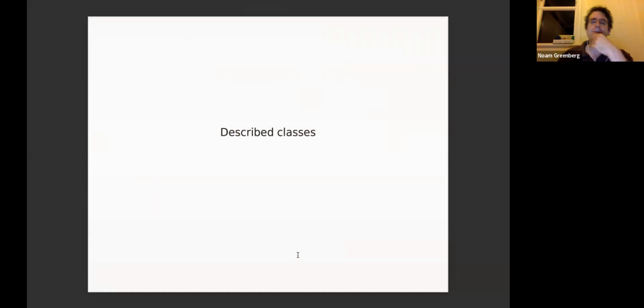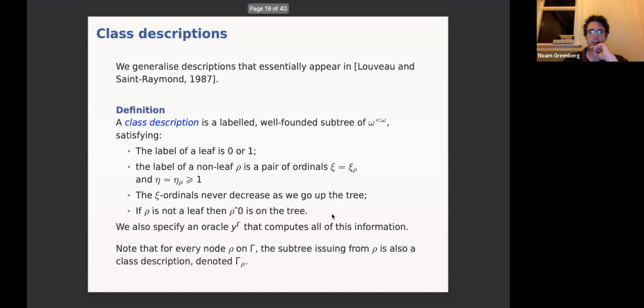Okay, so let me get to our solution. What are the described classes? In some sense, it's not really a new solution. The descriptions appear in a paper of Louveau and Saint-Raymond in 1987, but we present them and think about them in ways that I think are quite different, and I'll talk about that.